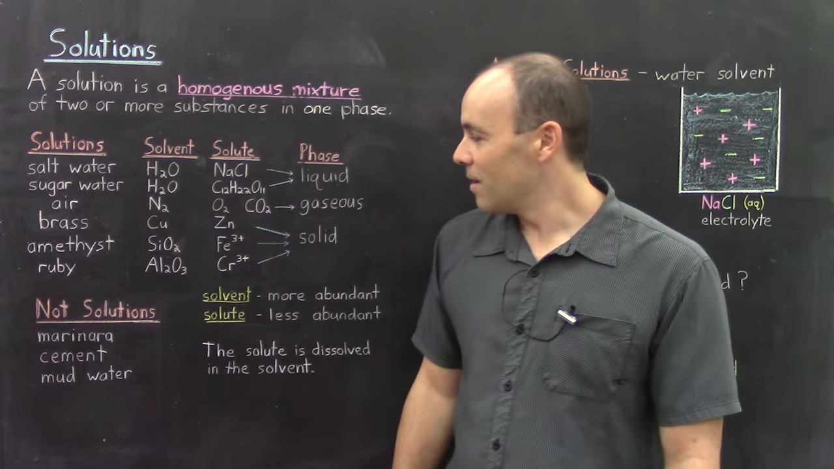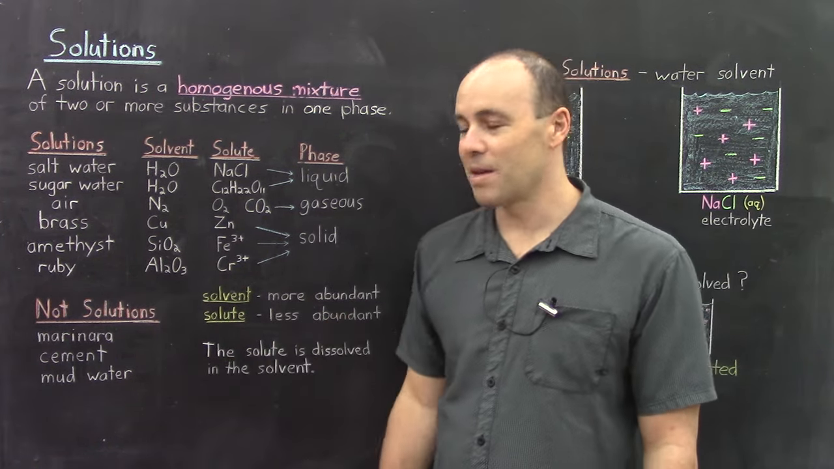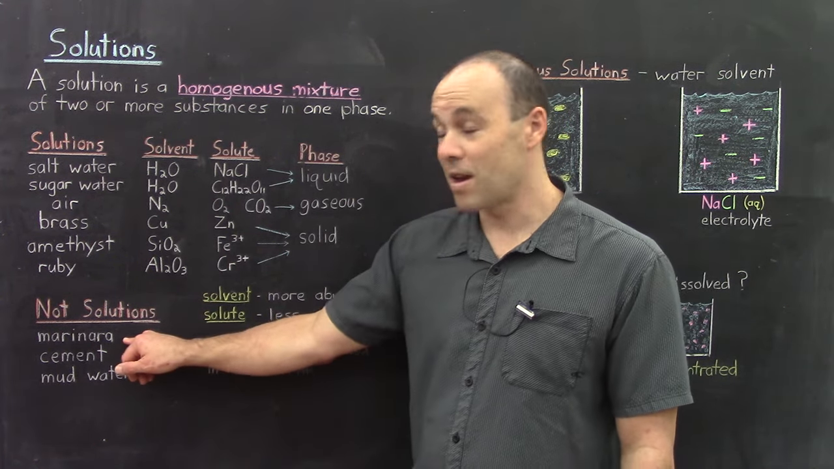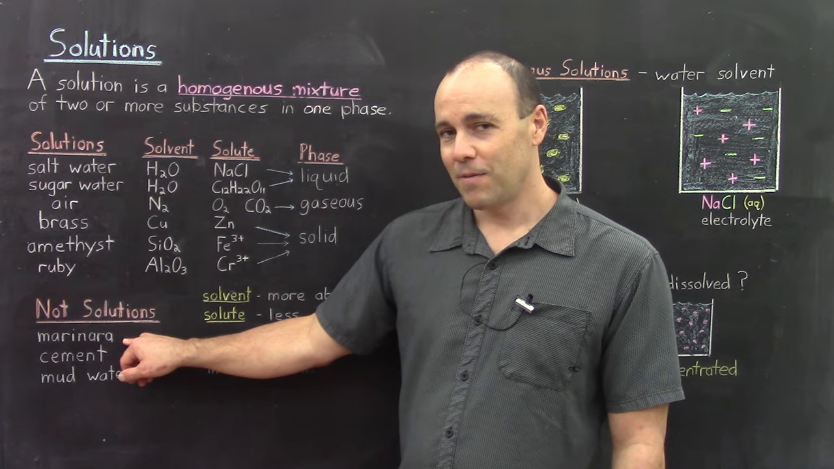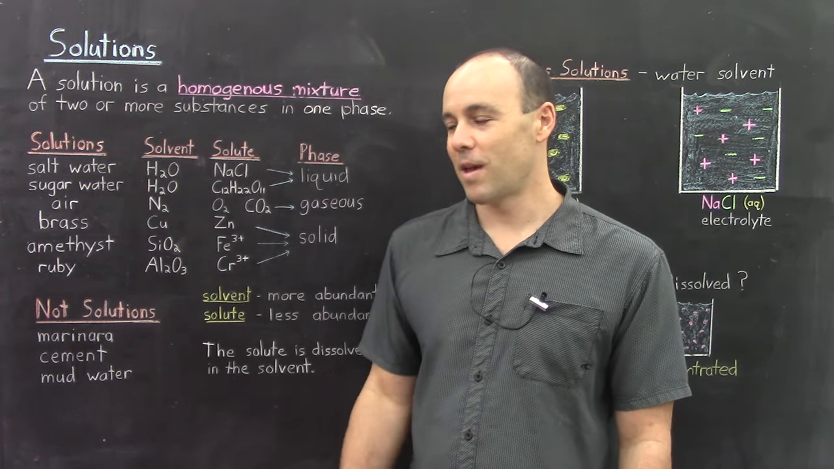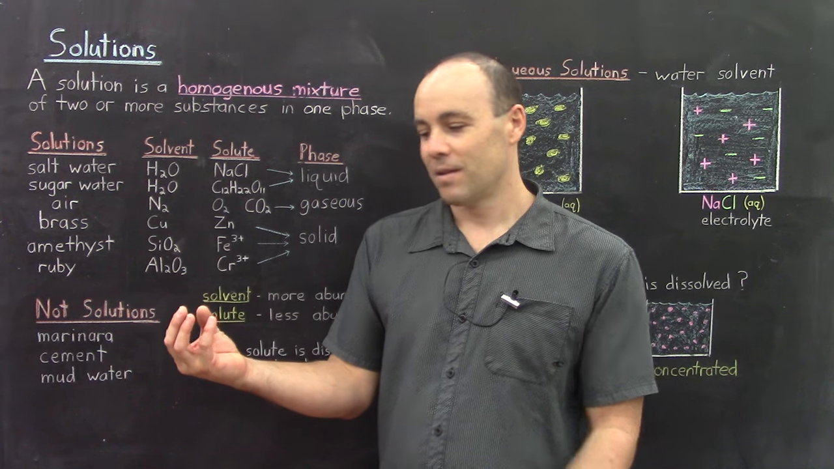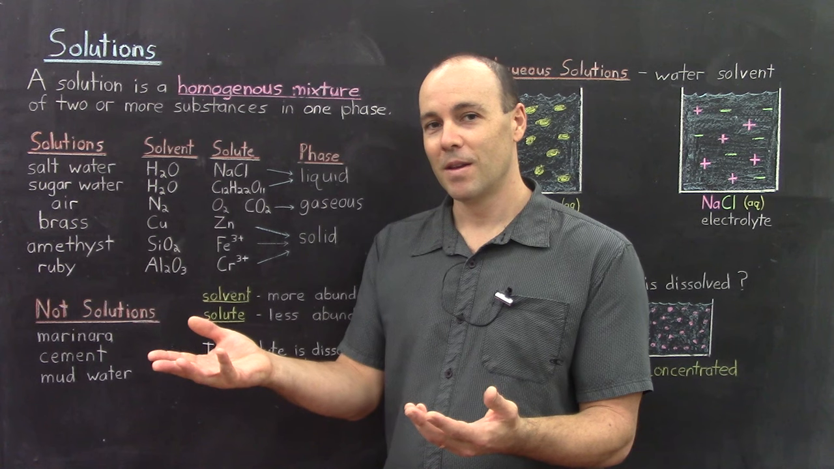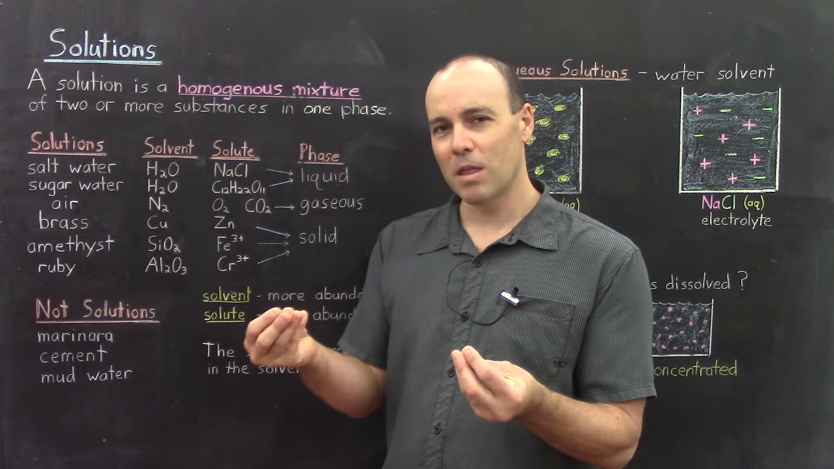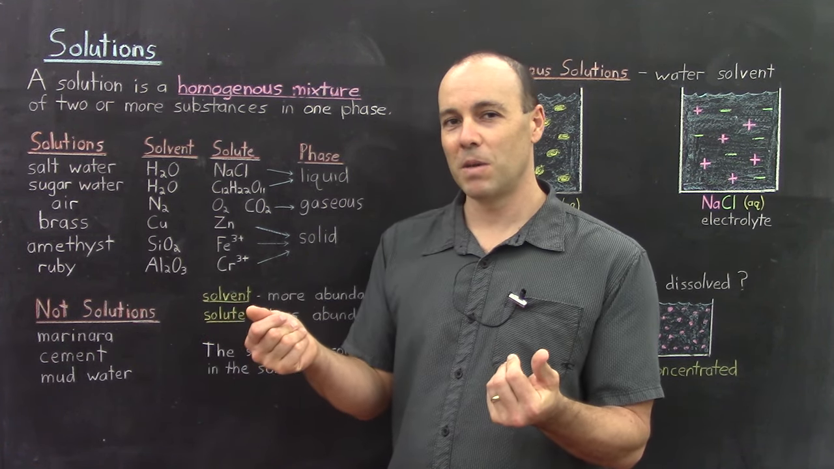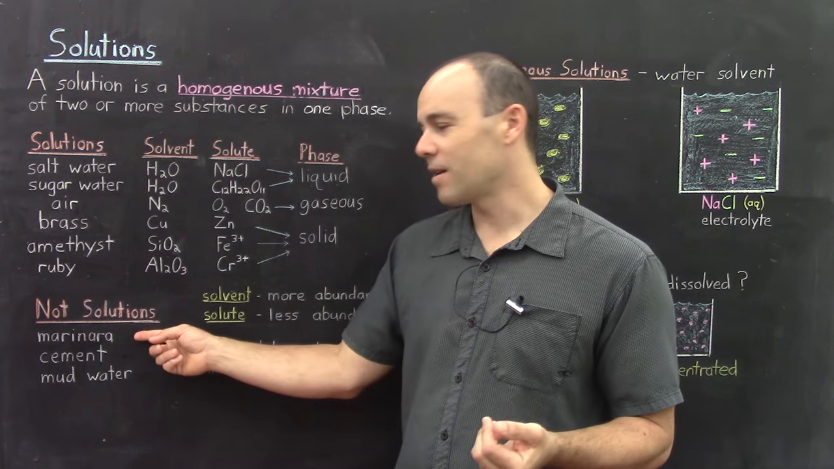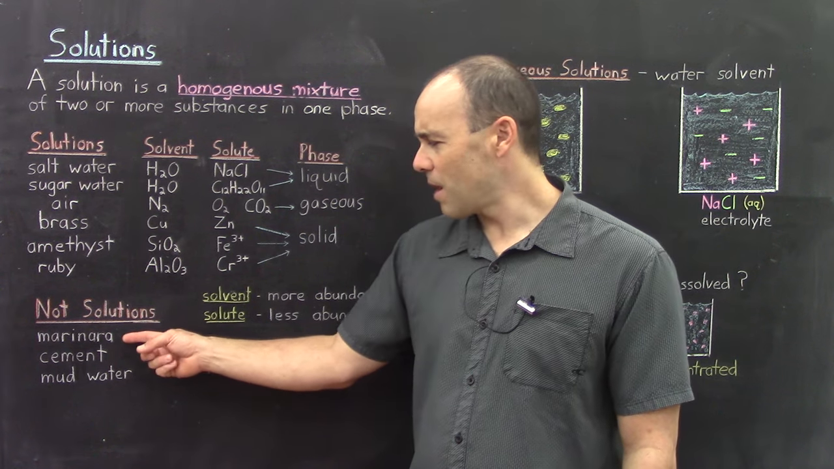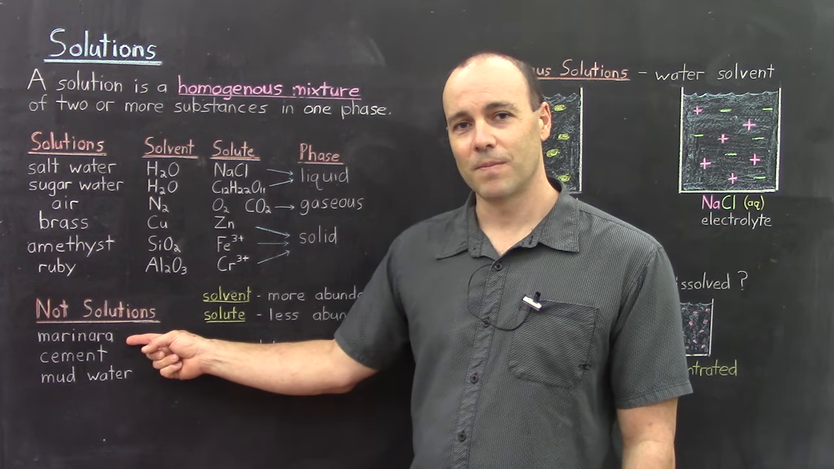Now, here are a few examples of mixtures that are not solutions. The first one is marinara. If you make marinara like I do, you will have large clumps of tomato, onion, garlic, and perhaps some other components as well. So again, these components have not been thoroughly broken down into their smallest pieces. So this is not a homogeneous mixture and definitely not a solution. You describe it as a heterogeneous mixture.